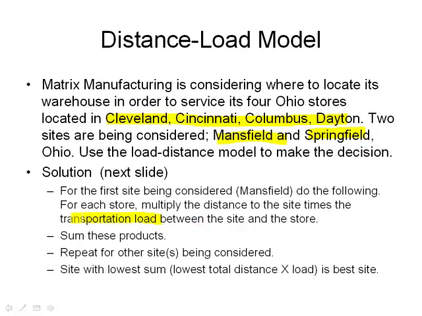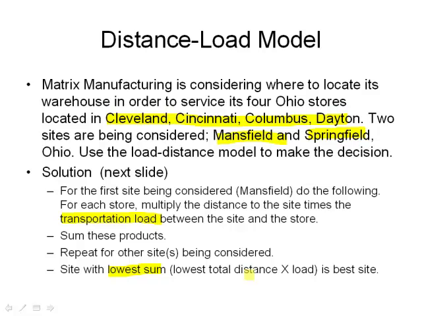So one way to capture transportation load would be the number of truckloads that we anticipate are going to have to go between the distribution center and the store every week or every month. We could also use pounds of material or some other measure besides truckloads. Then we add up the total. We add up those 4 products, and then we do the same thing for the other sites that we're considering, and we just see which site has the lowest total, the lowest sum. In other words, the lowest distance times load.